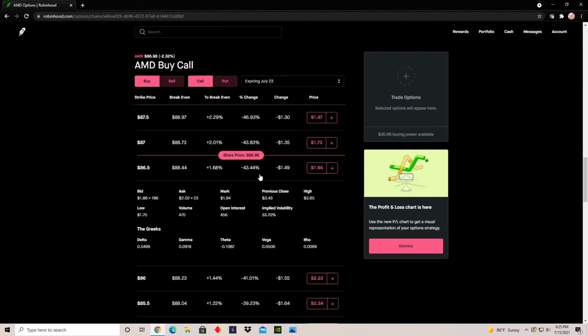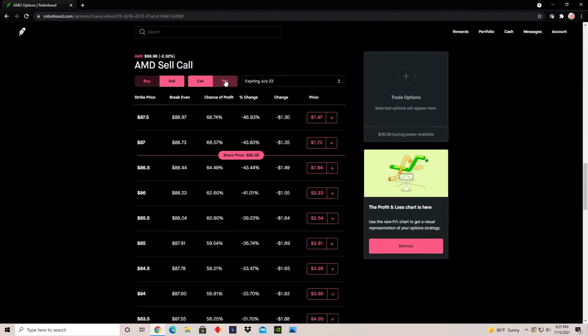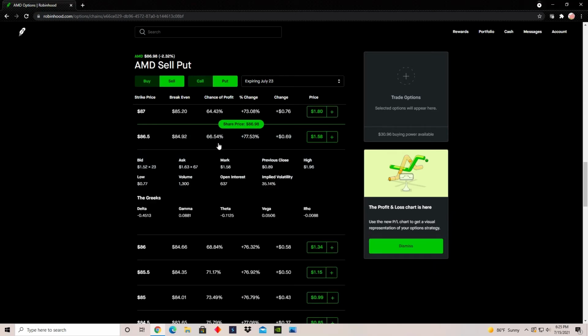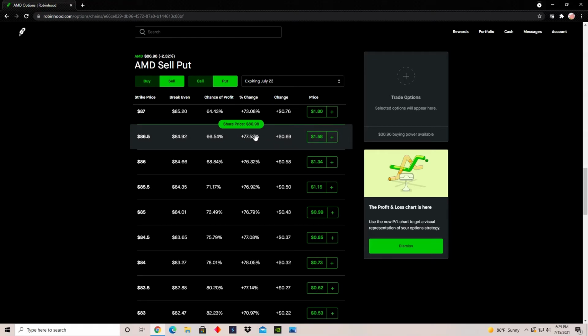Basically how it would work is you would sell this put contract. When you sold this put contract, it would lock in your $8,650 as collateral, and you would receive $158 as premium. Once this happened, you would be holding on to this contract, and if the share price of AMD dropped below the strike price of your put contract, you would be assigned 100 shares of AMD at the strike price on your contract.